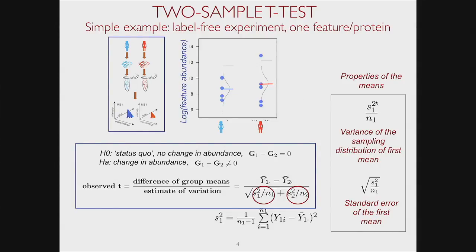So this is just the variance, but the ratio of the variance to the sample size is the variance of the mean. This characterizes how confident we are in the individual mean of the group.